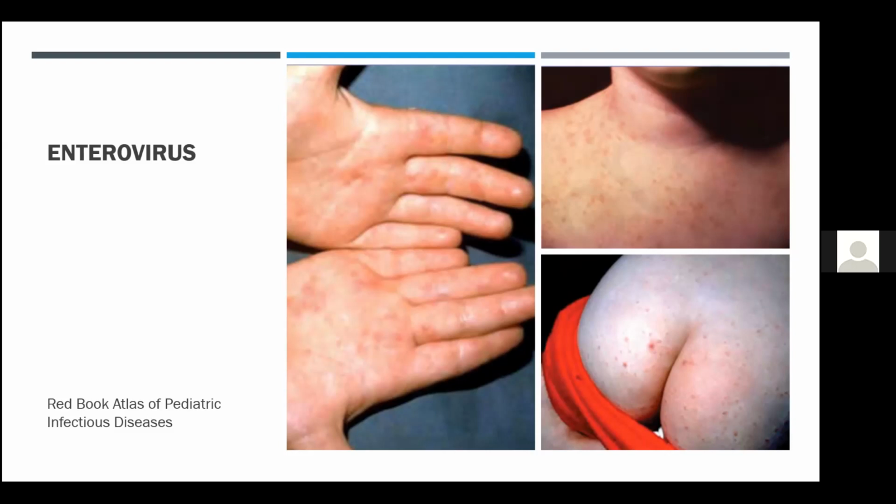The rash may appear at the same time as the fever or after the fever disappears, and in up to 50% of enteroviral illnesses, there is no rash at all. And the children can be contagious for up to 2 weeks after they've had it. And the incubation period is about 4 to 6 days.